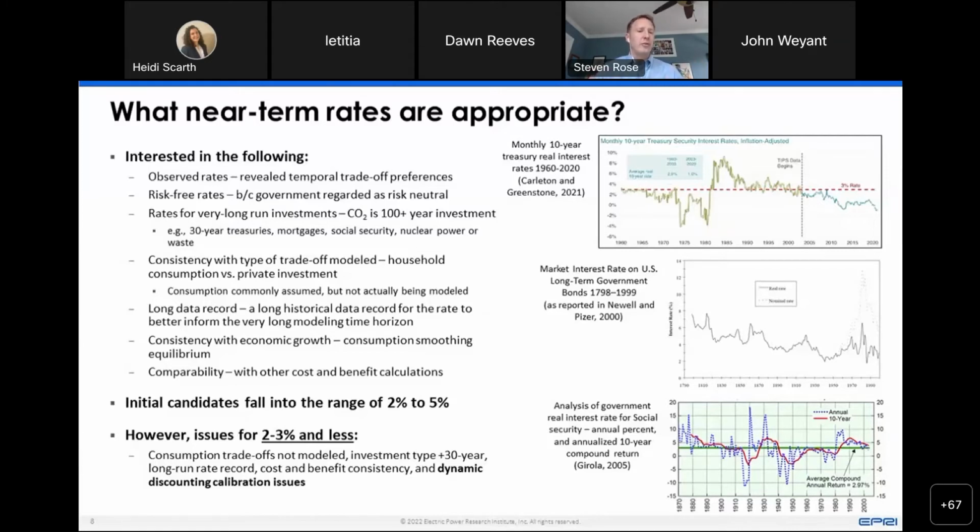Based on those kinds of considerations, we can narrow it down to a range of about 2 to 5%. But if we look more carefully at 2 to 3% and potential rates below that, we see there's a number of issues where we need to be concerned about those particular values. And one issue I'm going to talk about in just a second has to do with the calibration and whether or not we are able to produce valid calibrations of that dynamic discounting equation.